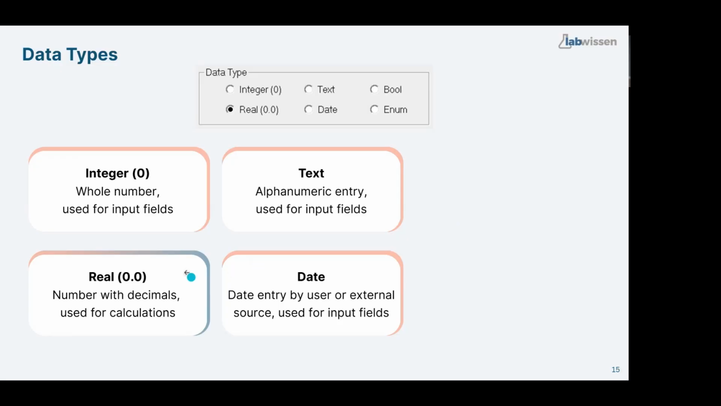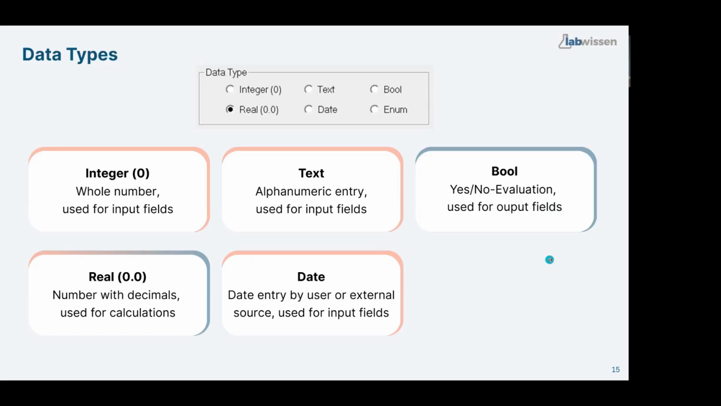The next one, real, the most common one for calculations. It's a number with decimals. We can use it for both input and output fields. For output fields, clearly for calculations. For input fields, to put some variables that are used in further calculations. And the last two, Boolean.